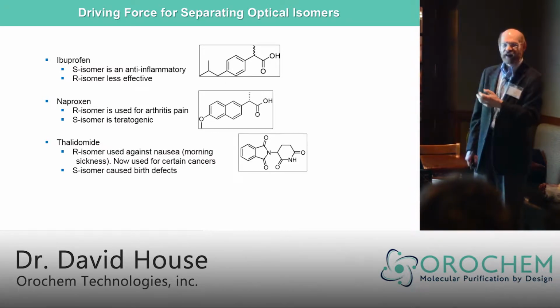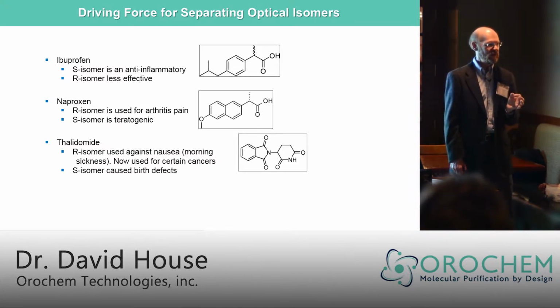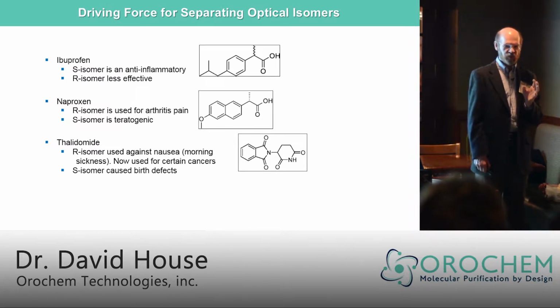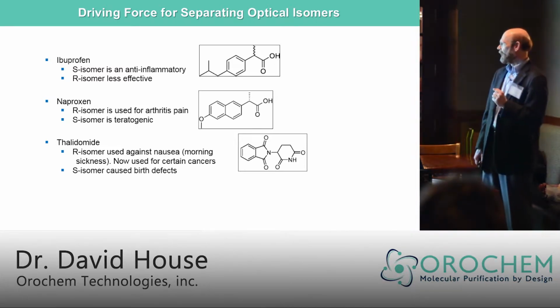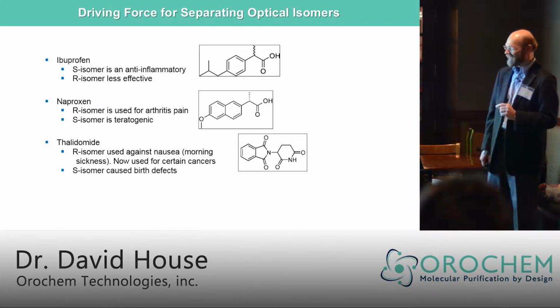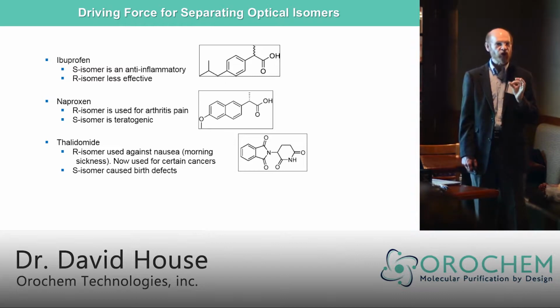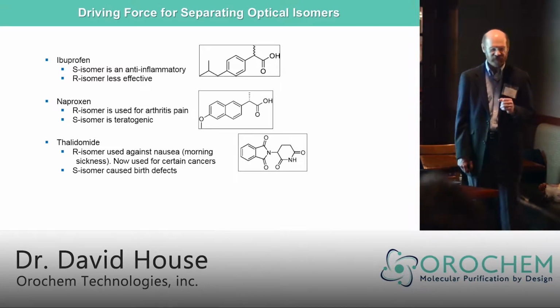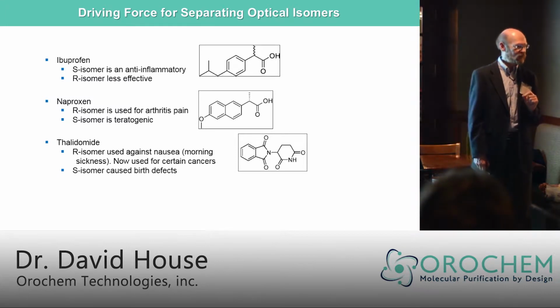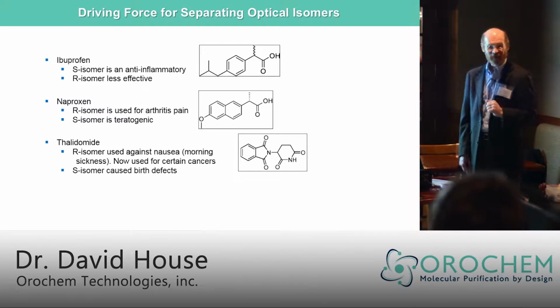Looking at thalidomide, now this is a classic example of what can happen. In the late 1950s, this was a drug that was prescribed for pregnant women to combat morning sickness. It's now used for treating certain cancers. What they found was that the S isomer caused horrendous birth defects. The US FDA prevented this compound from being sold in the US, so give them a cheer.